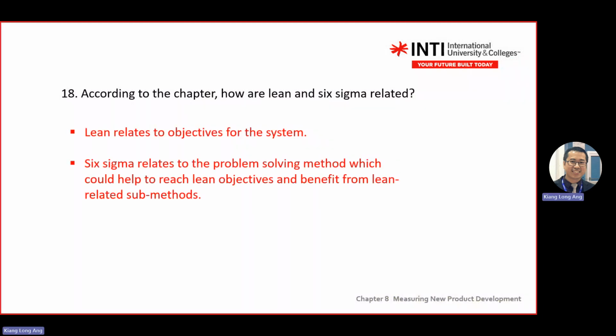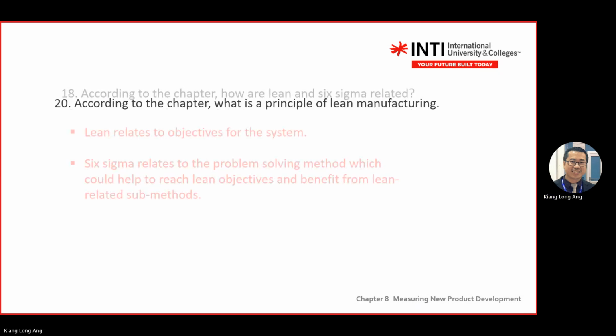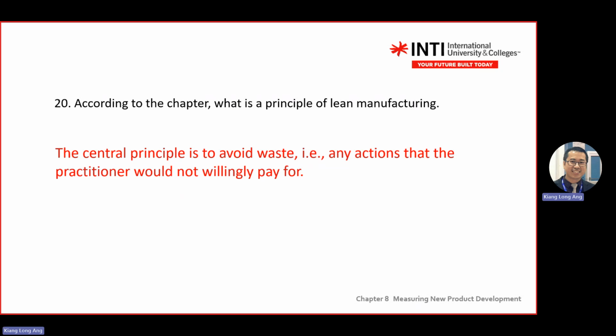Okay, so yeah, this is all the answer. What is Lean Six Sigma? What is Lean? What is Six Sigma? Okay. Principle of Lean Six Sigma. Lean is to avoid waste. Lean is to avoid waste.